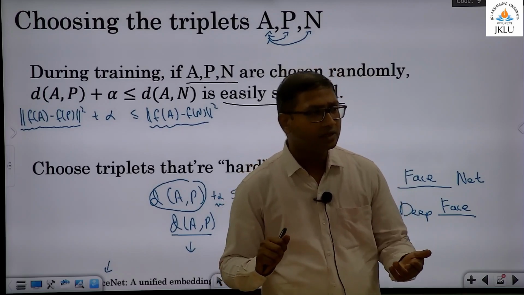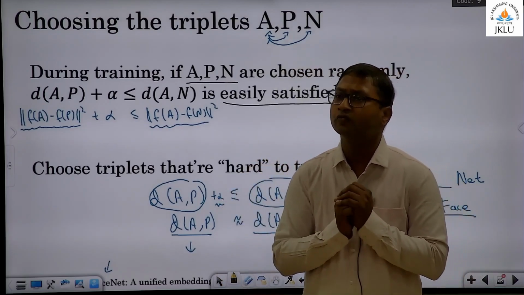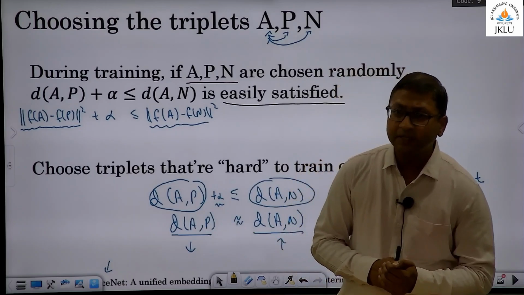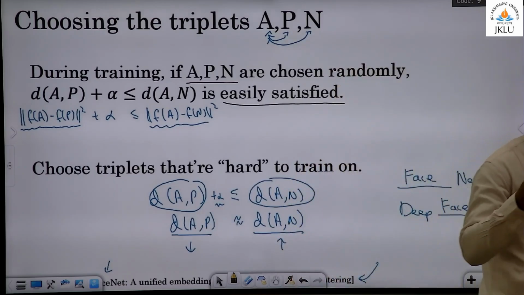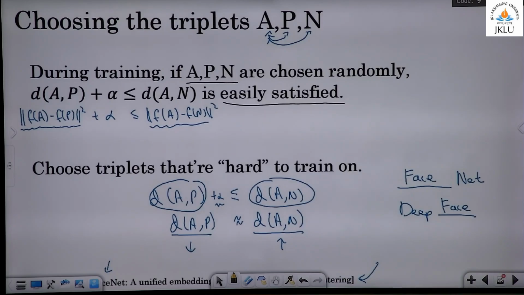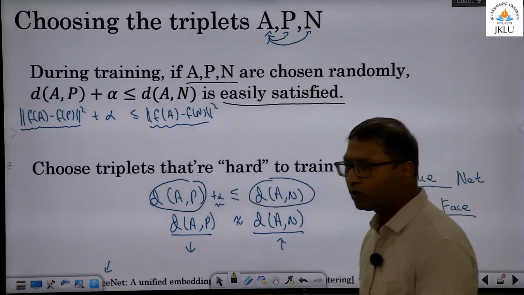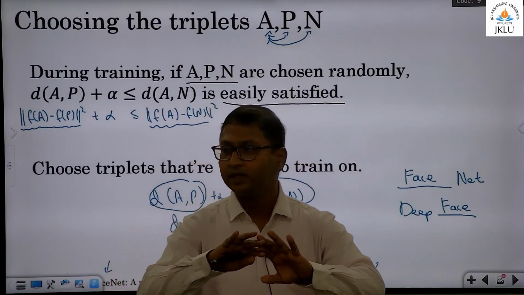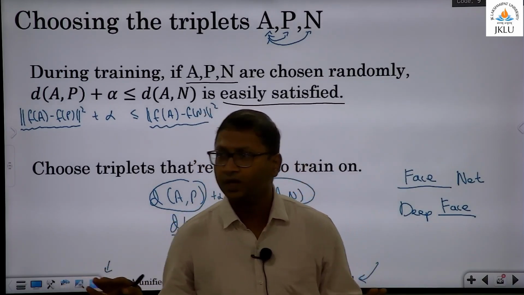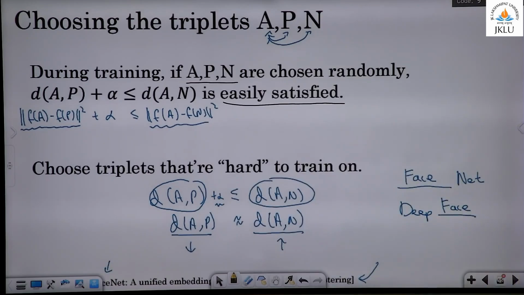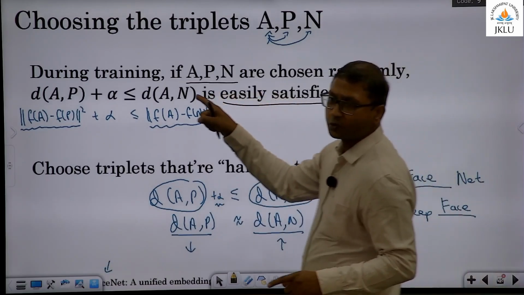Because most likely you will have two different faces that look very different. Okay? That's the general case. You won't have two faces looking similar in general. So the case that you will have more often is two faces that are really different. Okay? But they are bad examples to train on. Why?